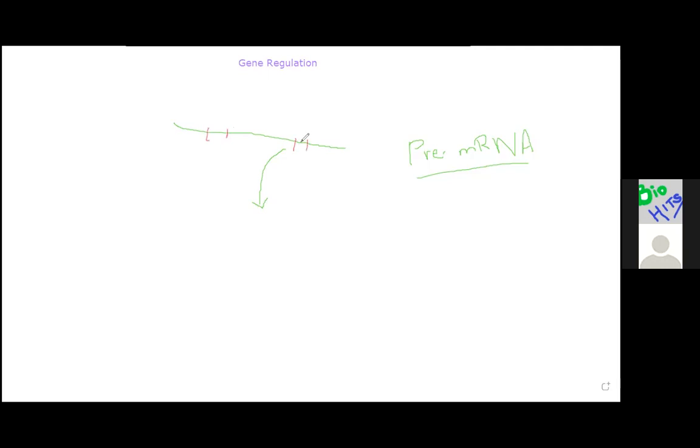For example, this region is an exon and this is an exon. What will be done with these two intron regions? They will be removed. So the remaining RNA will be a smaller one, made up of exons only, and this is a functional RNA. Any problem? No. Okay.